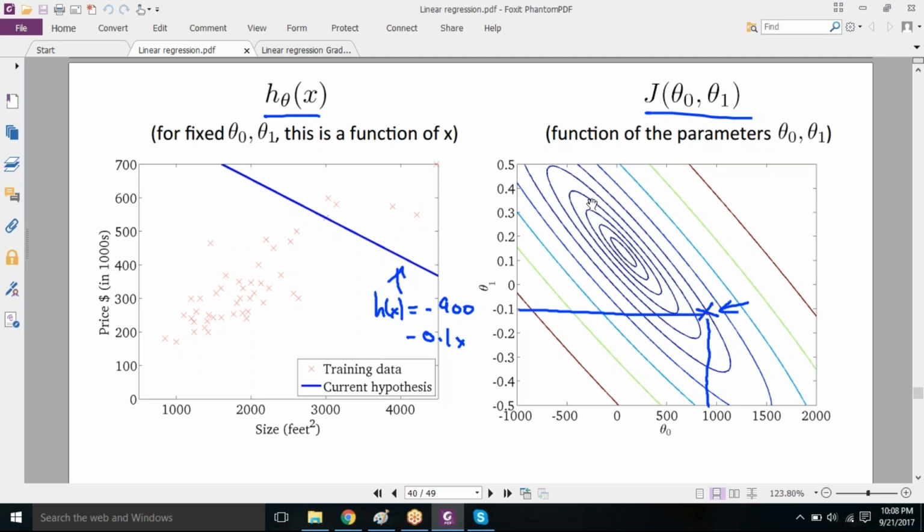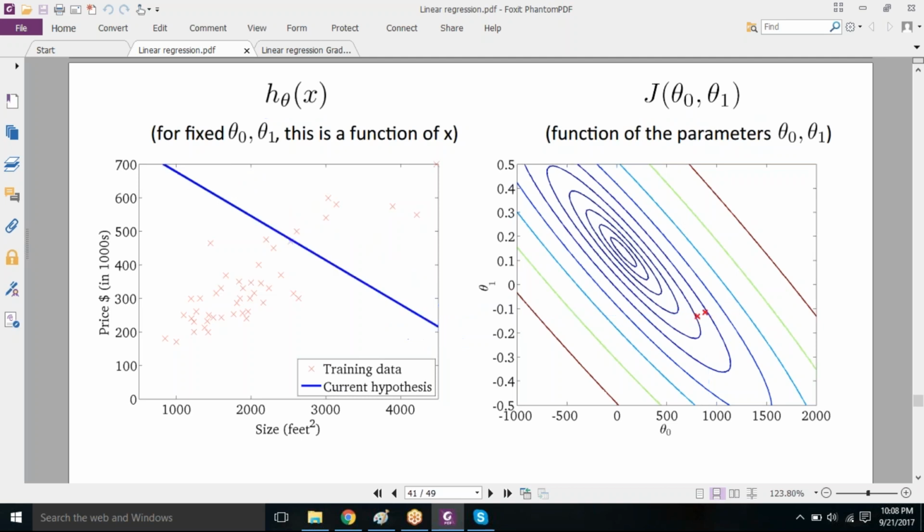This circle is showing you the error, so the error is very high. The error will be zero at this particular location, in the middle. Now see how gradient descent is working. As we go ahead, the cost has come from the outer circle to the inner circle.